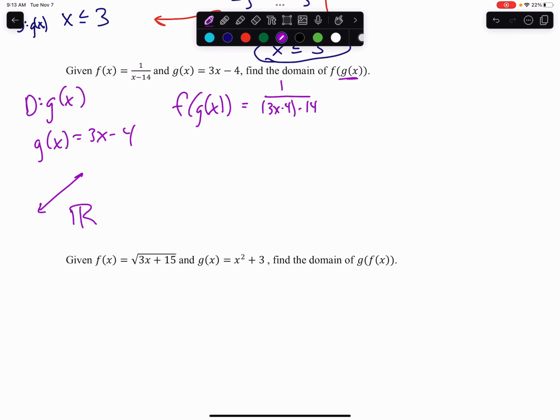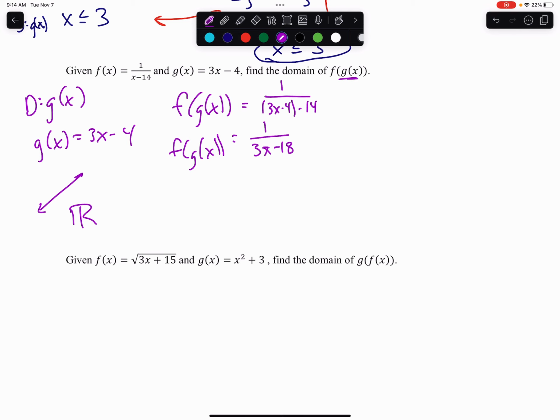And I'm going to simplify that. So that'll be 1 over... I could drop the parentheses and combine like terms, 3x minus 18 equals f of g of x. So that's my composite function.